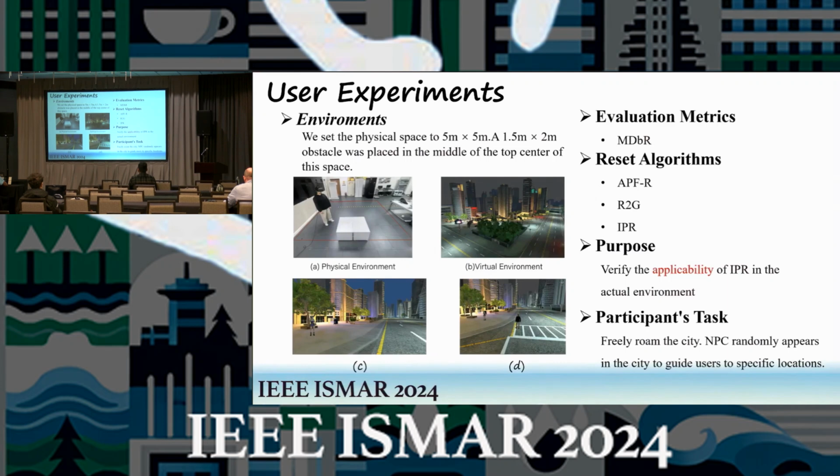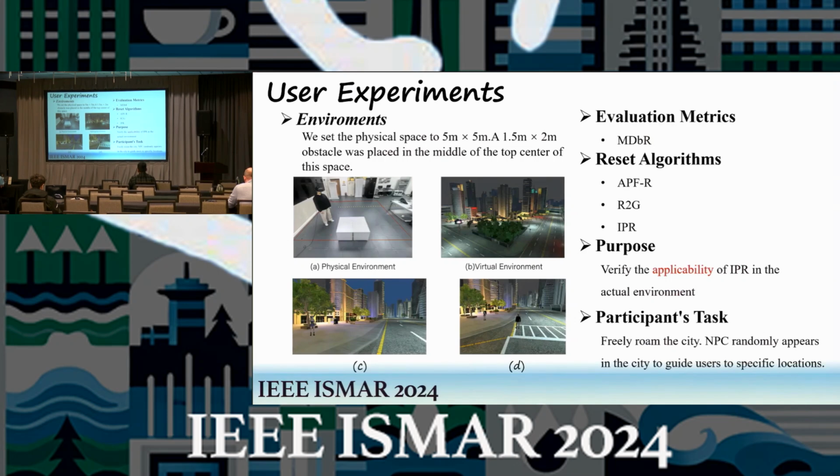We set the physical space to 5 meters times 5 meters. 1.5 meters times 2 meters of particles was placed in the middle of the top corner of the space. We recorded 24 participants. Each user performed 1 trial for each origin of IPR, RG, and APFR in single user experiments. At the beginning of the experiment, we set the user's starting point to the least context error, and the intended direction was provided by reset origins.